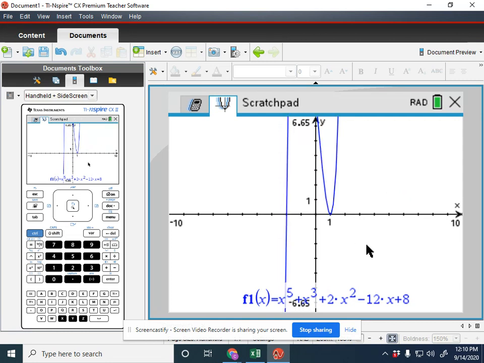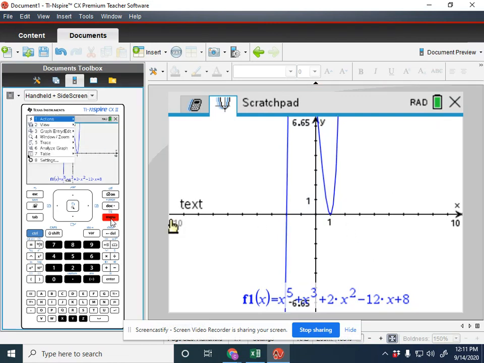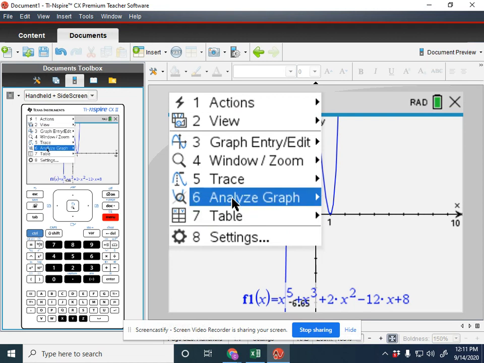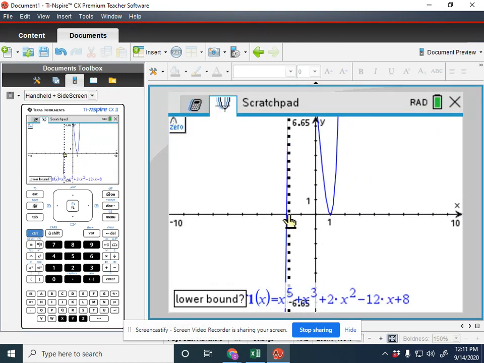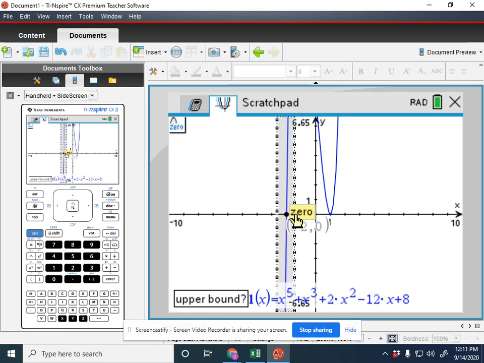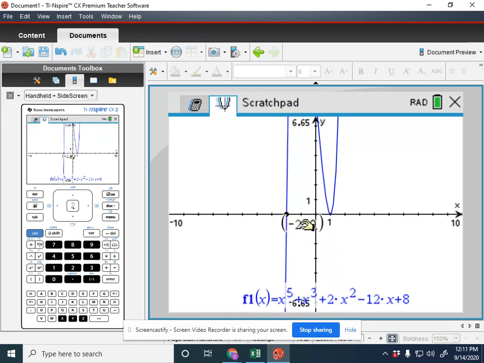Now, if I wanted to check, because sometimes the zeros are a decimal, to find the zeros, this is where I can hit menu on the TI Nspire, 6, and then 1. And if I wanted to find this zero, which looks like it's at -2, when it says lower bound, I click on it. Upper bound, I move it to the right, shade it, and there it is. That's a 0. So that means I'm going to use synthetic division. I'm going to put -2 as a number in the top left corner.